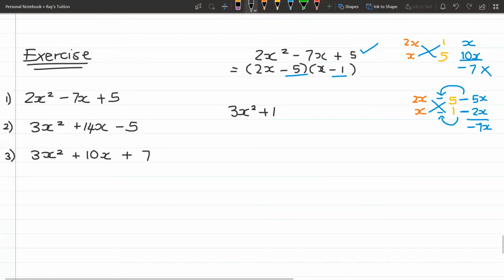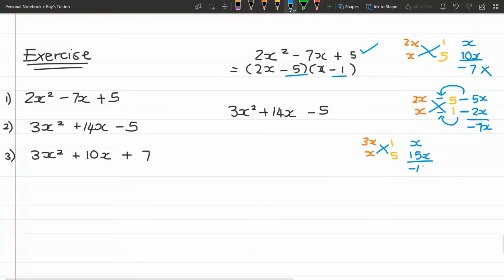3x squared plus 14x minus 5. So once again, we're going to write down the factors of our first term, which is 3x squared. So it's 3x times x. Then we're going to write down our factors of our last term, which is 5. So I'm going to write 1 and 5. So then what we're going to do next is cross multiply. That gives us x, and that gives us 15x.